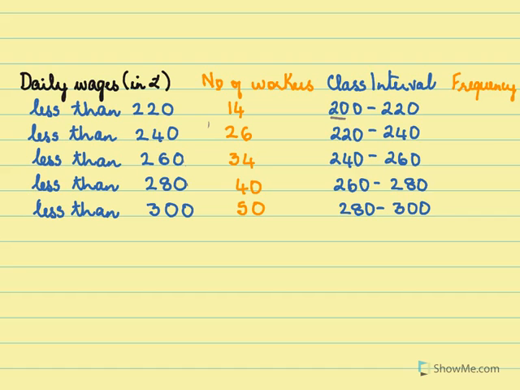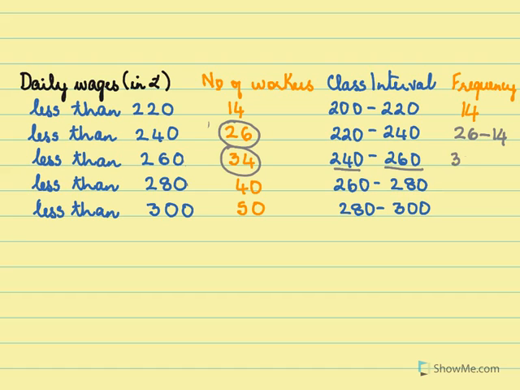To find between 200 and 220, we need to subtract the 220. It'll be 14 straight on, because see, there's no 200, right? So we write straight away 14. Then to find between 220 and 240, we subtract the 220 frequency and the 240 frequency. 26 minus 14.